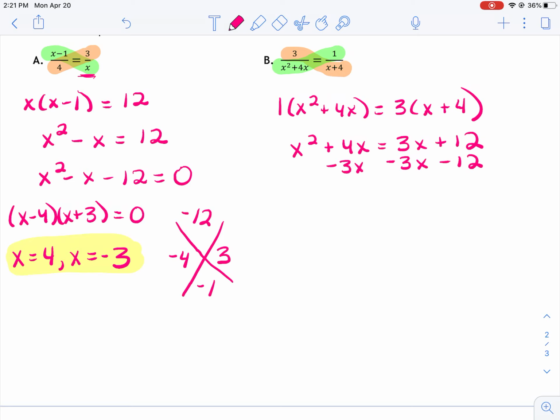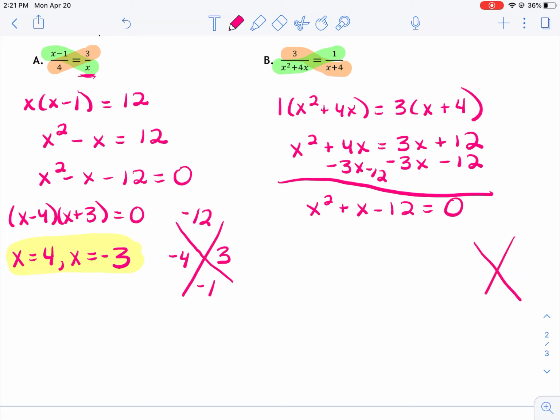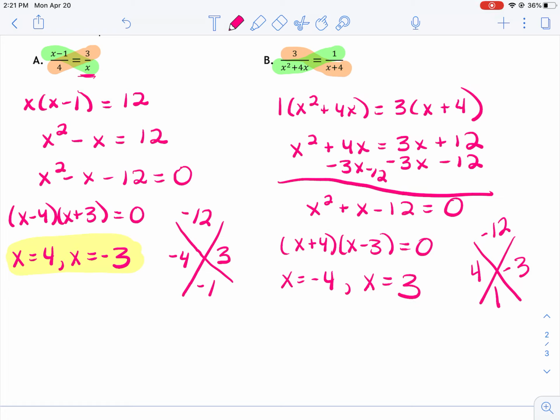So I'm going to subtract 3x. I'm also going to subtract 12. And notice that doesn't have anything to go with on the left side. So we get x squared plus x minus 12 equals 0. And then I'm going to factor. I need two numbers this time that multiply to negative 12 and add to a positive 1. So I get 4 and negative 3. And so if I factor that to x plus 4 times x minus 3, if x plus 4 is 0, x is negative 4. And if x minus 3 is 0, x is 3.